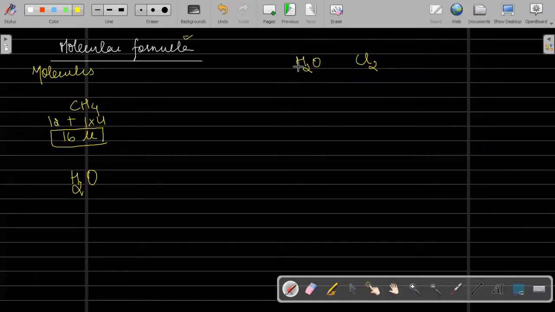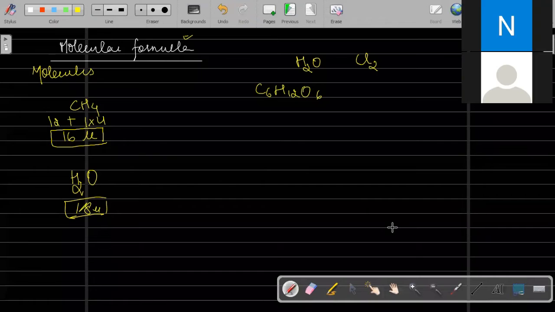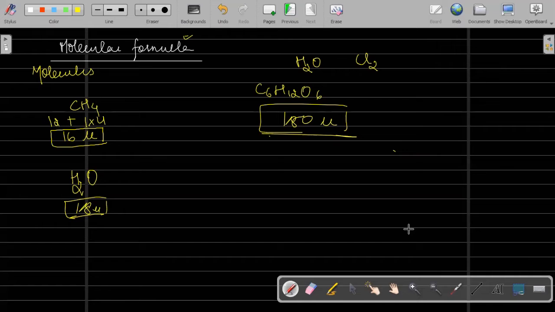Give me the answer. 18. Yes. Is it clear? Any doubt? Can you calculate the molecular formula, and can you calculate the empirical formula? Tell me.